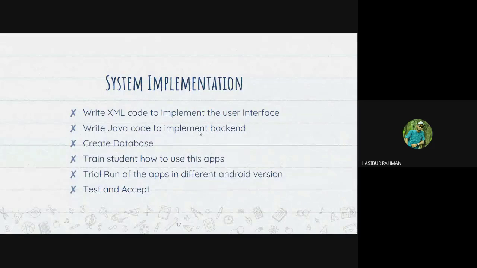Now this is system implementation. For this system implementation, firstly we have to write XML code to design the interface, and then we have to write Java code that will work in the backend, and then we have to create a database to keep our data in storage. Then we have to train students how to use the app. Then we have to give a trial of the app to see if it is working, and we have to modify the app in different versions, and we have to test and accept.